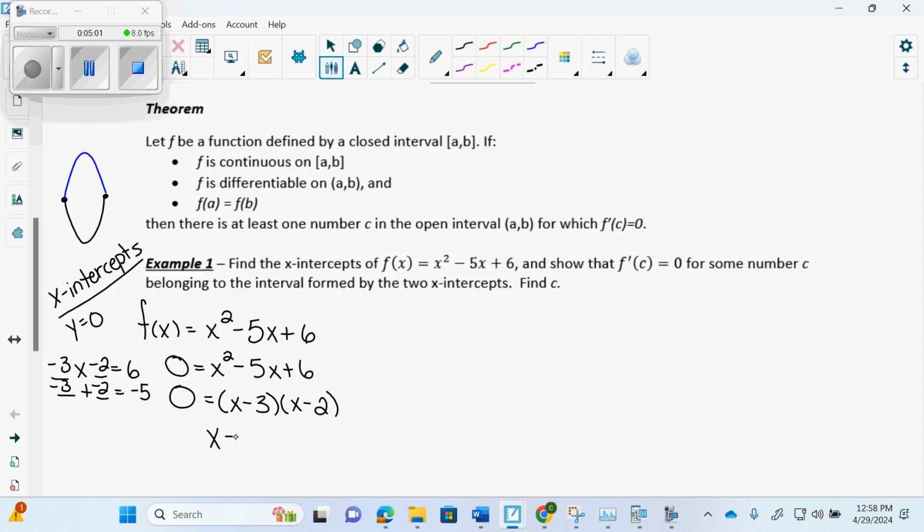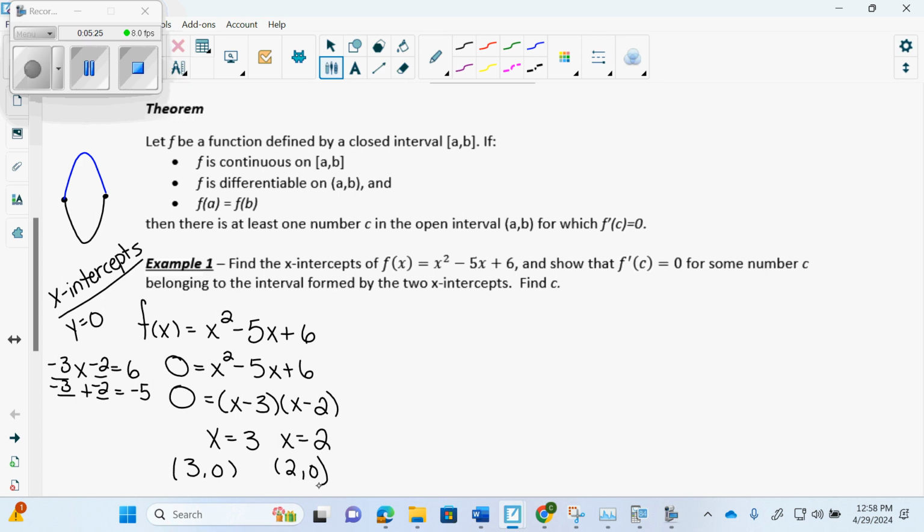So x equals 3 and x equals 2. I found two values, 3 and 2. We agree? And of those two values, I have the points (3, 0) and (2, 0). Is this graph continuous? Yes, it's a polynomial.